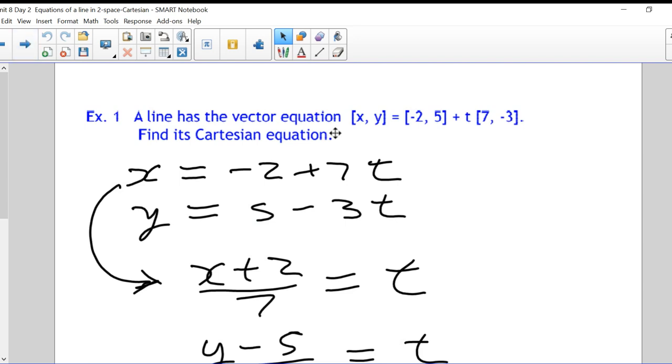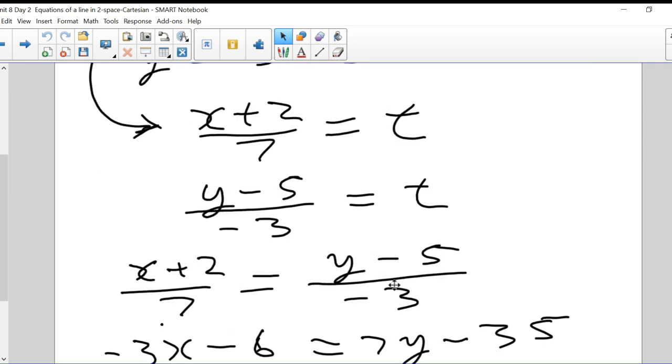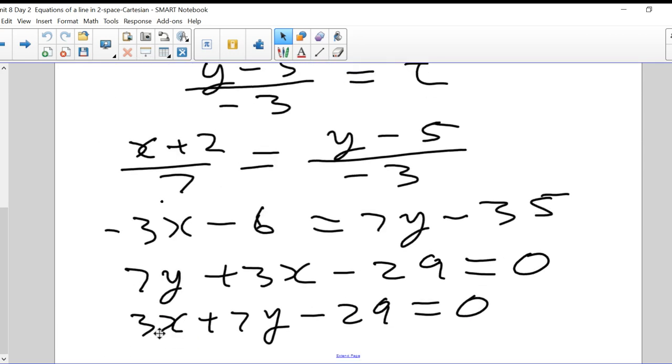A line has this vector equation. Find its Cartesian equation. So I went through that process with you. Here's the vector equation, and we put it in parametric form. We isolated the t, went through all of that, and ended up with this here: 3x plus 7y minus 29.